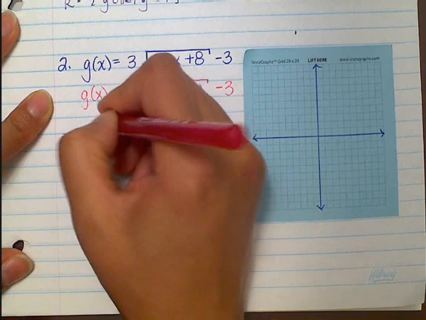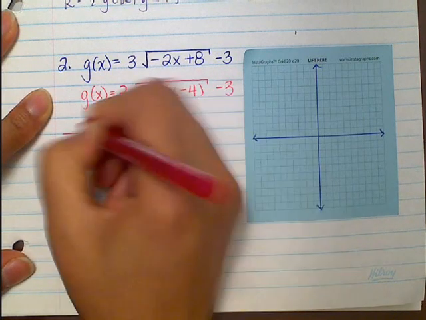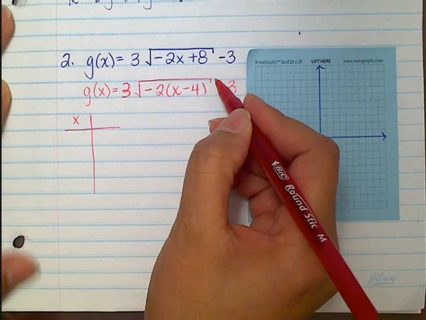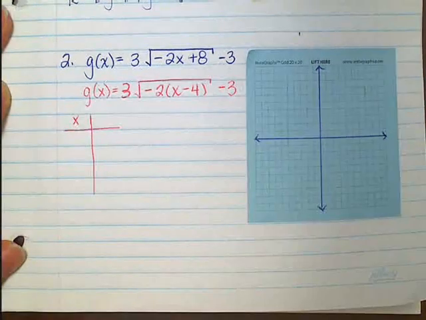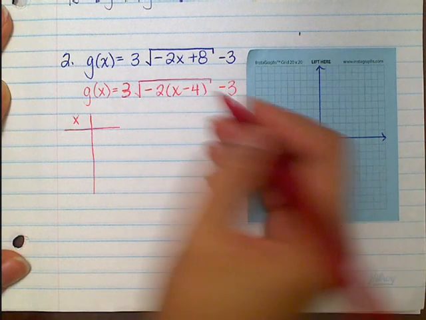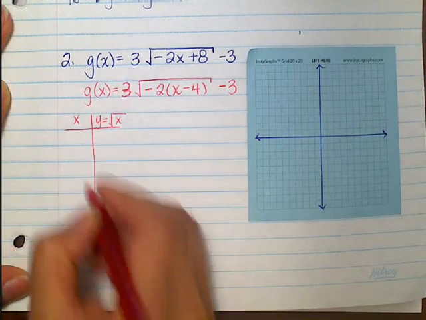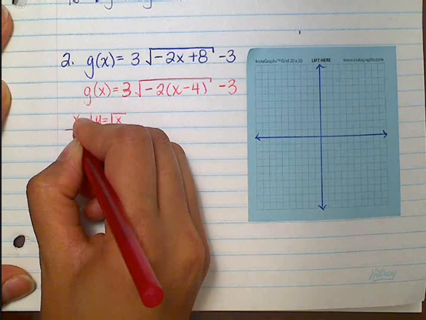Okay, so again, I'm going to start with my key points. And this time I have a different function. And you can identify what kind of function it is by the symbol that's used in it. And I can see a root function in this case. So I see the square root sign. So I'm going to use the key points for a root function to start.